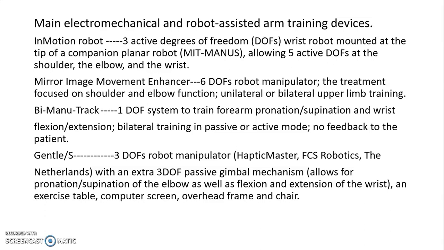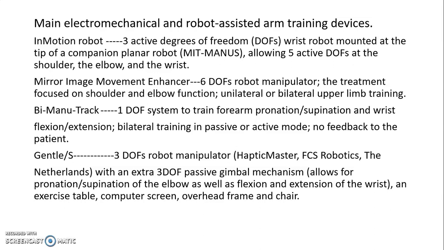Then you have a bimanual tracker, a 1 degree of freedom system to train forearm pronation, supination and wrist flexion extension. So it provides bilateral training in passive or active mode, and no feedback is given to the patient. This will help in the supination and pronation of the forearm and the flexion extension of the wrist.